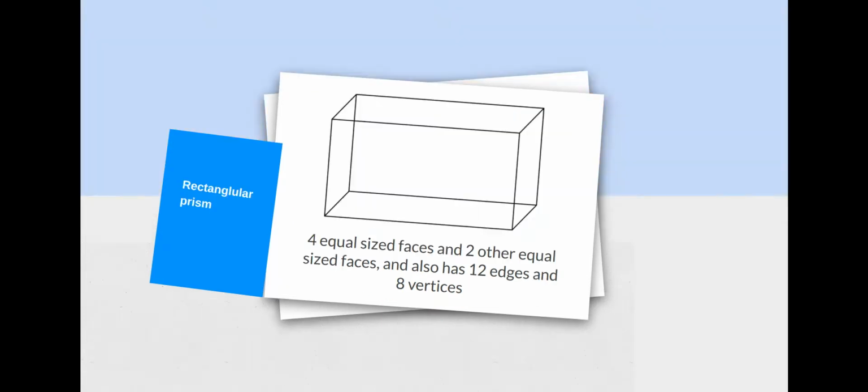If you pick up a block that looks like this, that would be a rectangular prism that usually has 4 equal-sized faces, and the ones on the ends are 2 other equal-sized faces. They are not the same size as the other ones. It still has 12 edges and 8 vertices like a cube, but it's kind of longer. You take a cube and you stretch it out. That would be a rectangular prism.